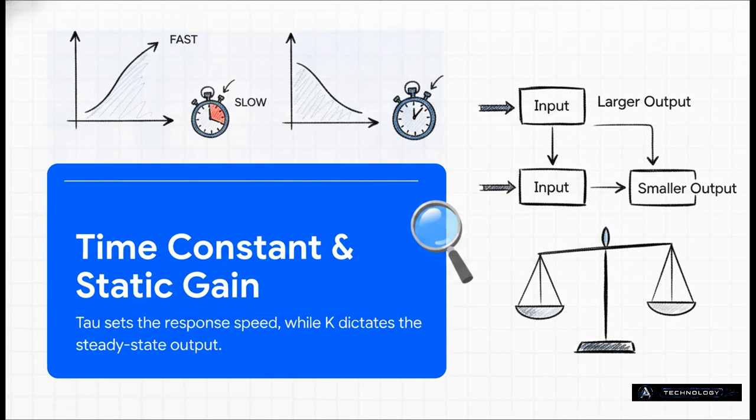First, we have tau, which is our time constant. And then we have K, which represents the static gain. The time constant tau is all about speed. It determines how rapidly the system responds to any changes. A smaller tau means a much faster reaction. The static gain, K, on the other hand, dictates the steady-state relationship between the input and the output. It's essentially telling you how much output you're eventually going to get for a given steady input.